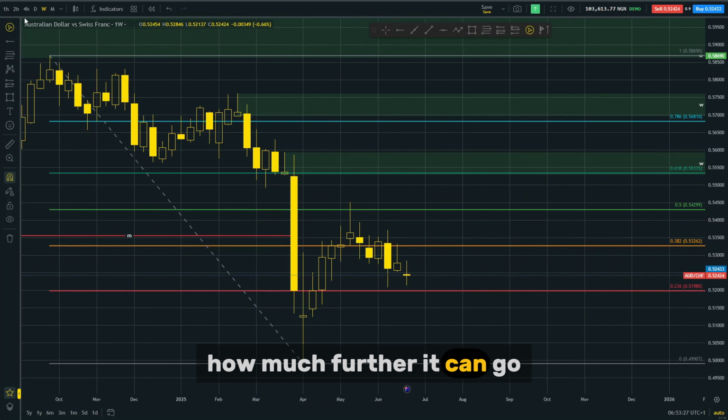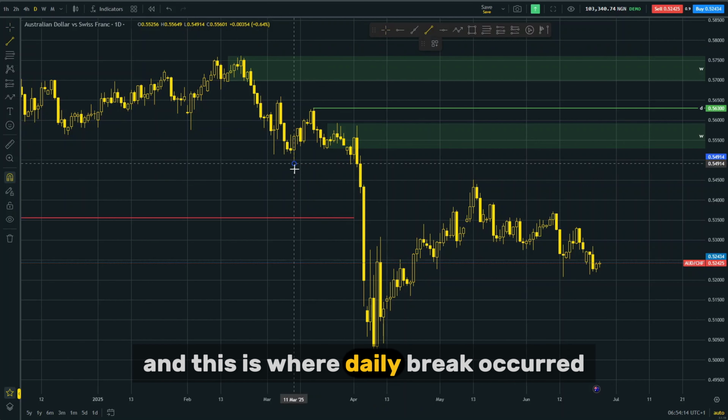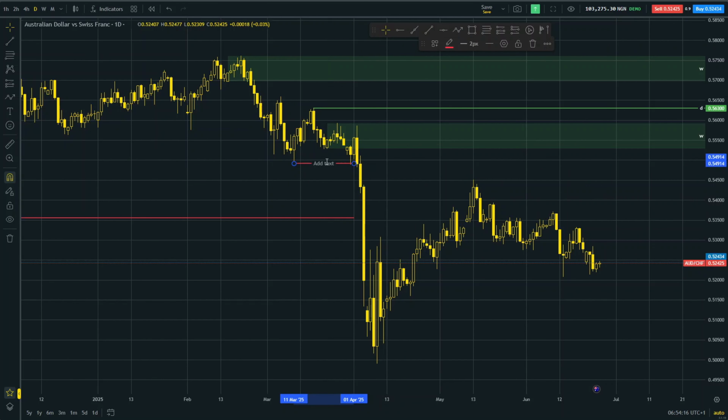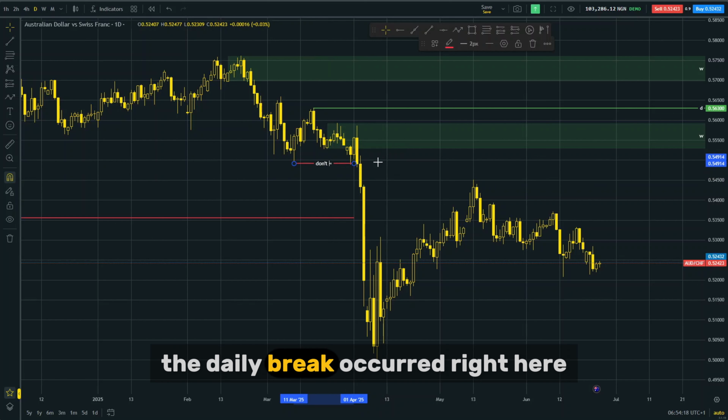and if you're wondering how I spotted this high as low, this is what I did. You just draw the structure backwards. You're looking for where price went so high before it made a retracement, which is right here. So this is the structure backwards, hence this is your high, and this is where the daily break occurred. The daily break occurred right here.